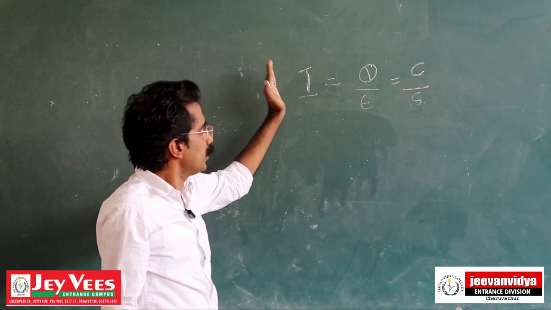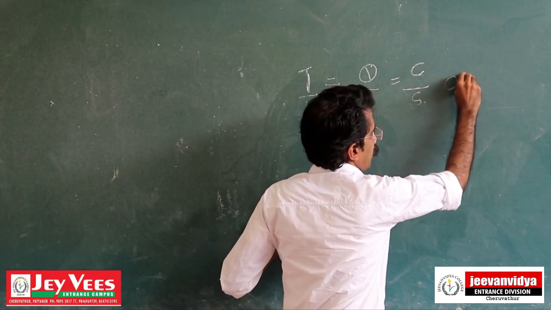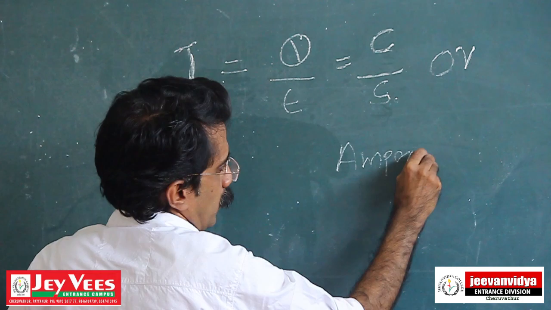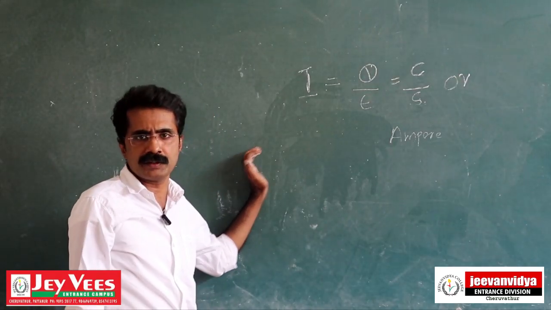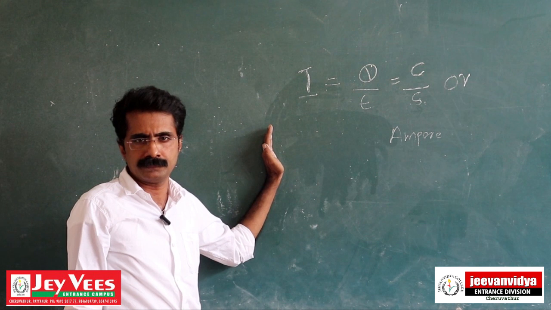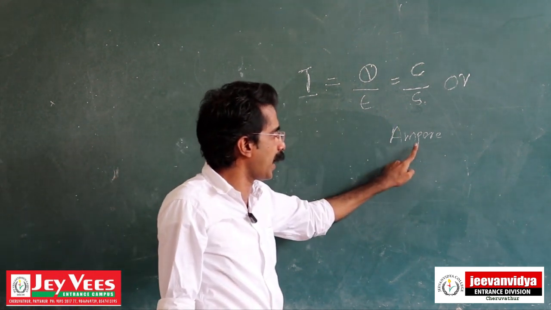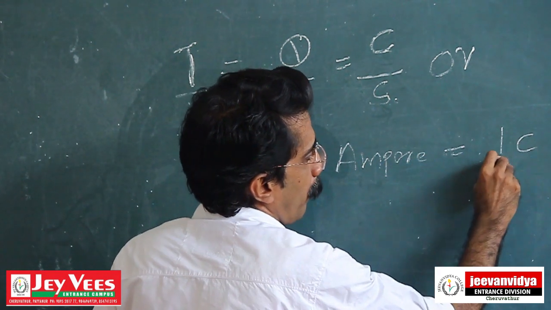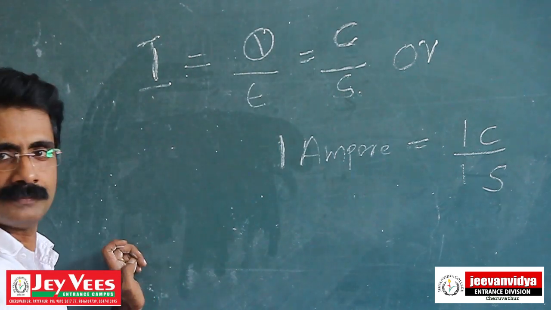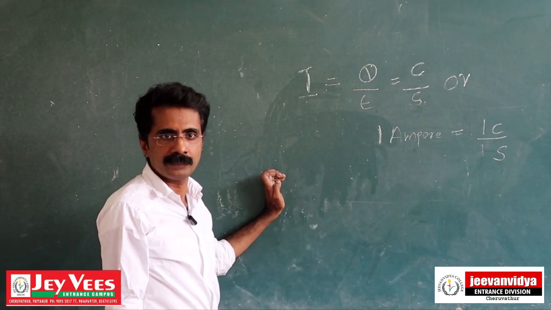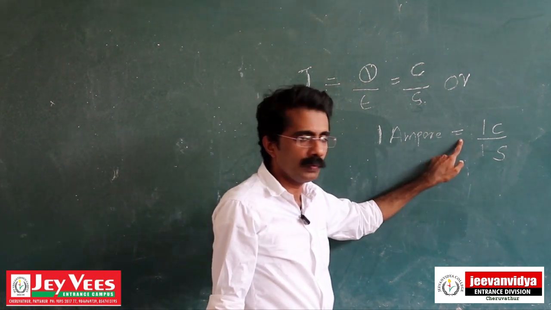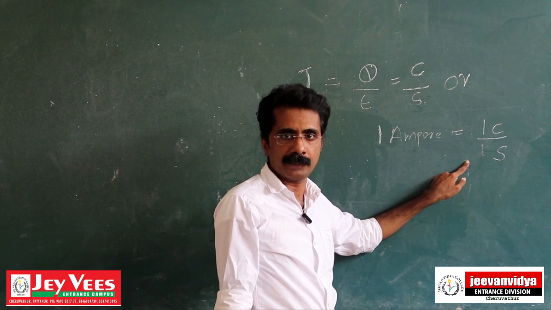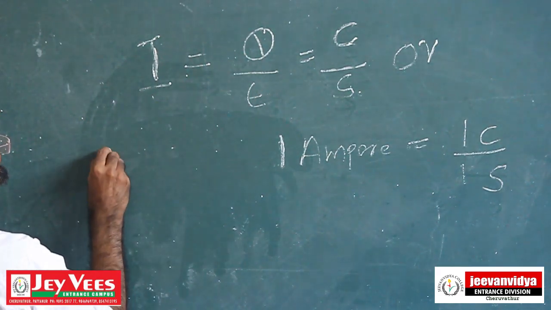Then, the unit of current, the SI unit of current is ampere, in honor of the French scientist André Marie Ampere. 1 ampere is equal to 1 coulomb by 1 second. Can you follow me? 1 ampere is equal to 1 coulomb by 1 second. Okay.